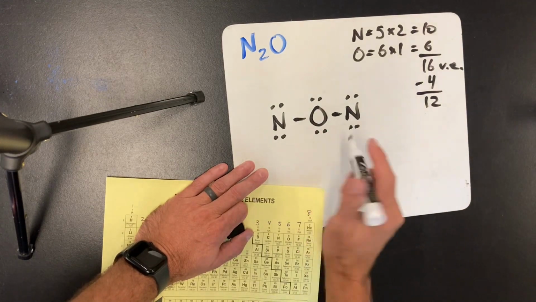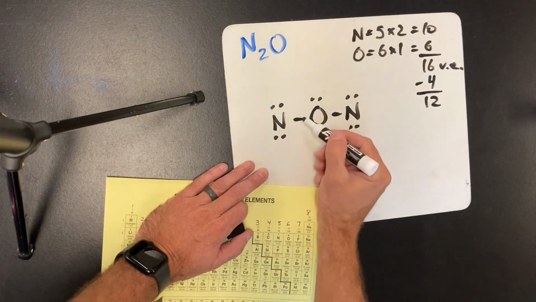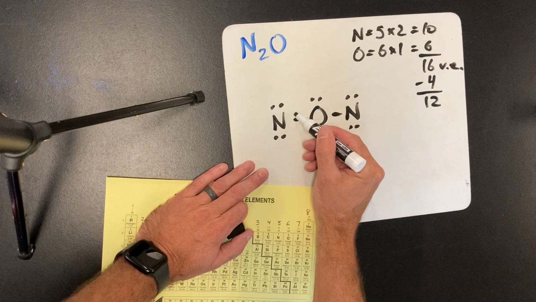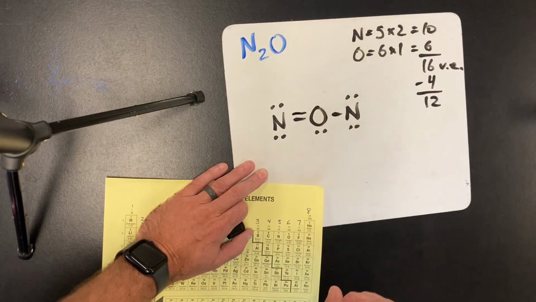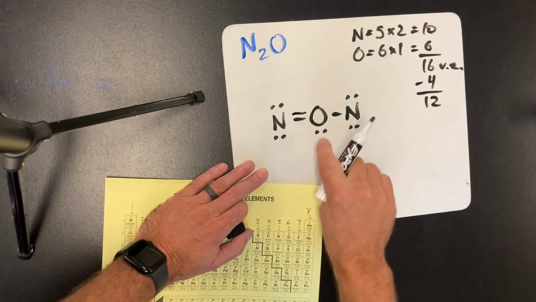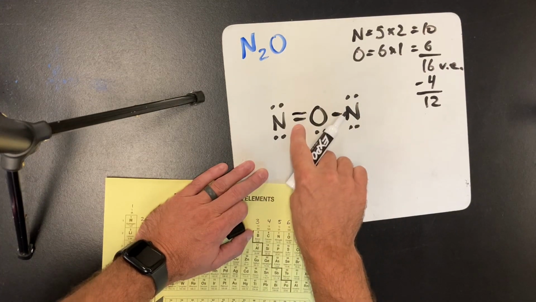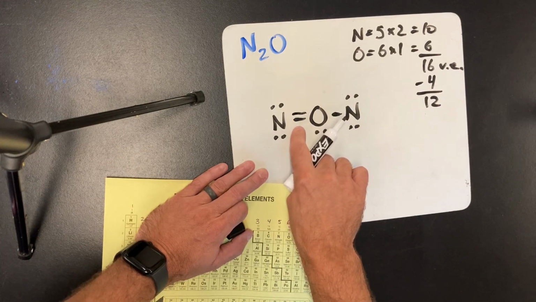And so we can take away 2 of these from our oxygen and turn that into a shared pair of electrons, which we represent as a line, right? And that is going to make our nitrogen happy. So notice that we took away 2, we turned it into a line. So that's just turning it from oxygen only to shared valence electrons.